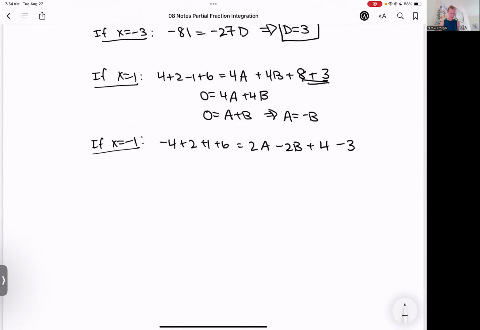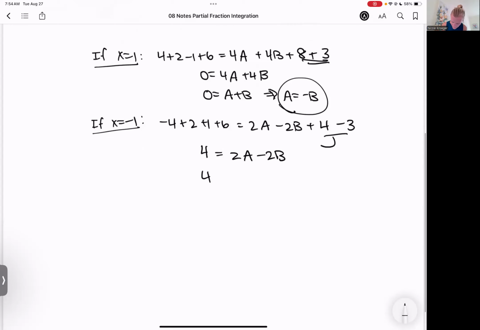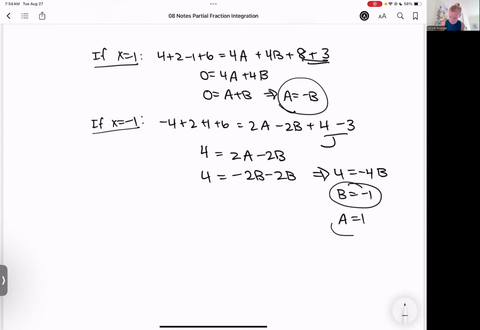Okay, so now let us solve this. So I'm going to have -4 plus 2 plus 1 plus 6 minus 4 plus 3 if I move that stuff over. So I get 4 is equal to 2a minus 2b. I know that a is negative b, so I could say 4 is negative 2b minus 2b. And so this looks like 4 is negative 4b, and so b is -1, and then a is the opposite of b, so a is 1.